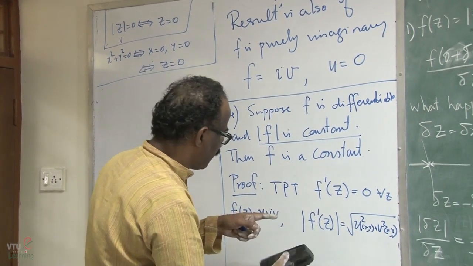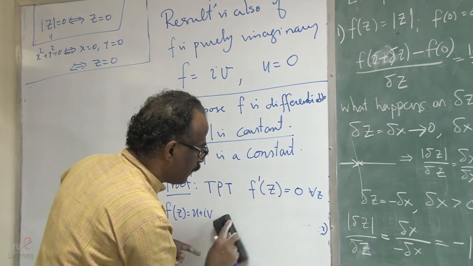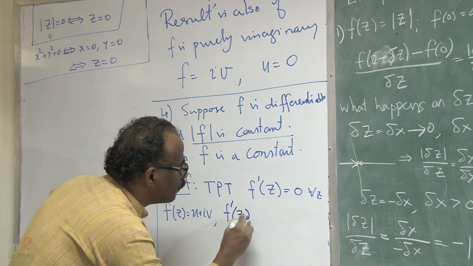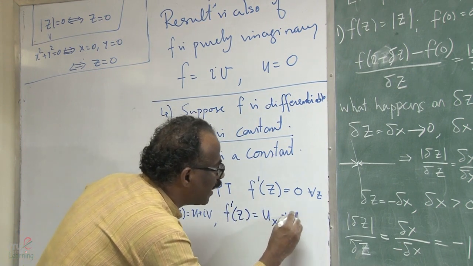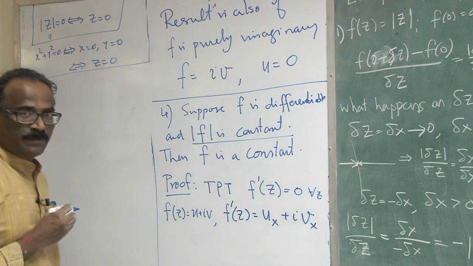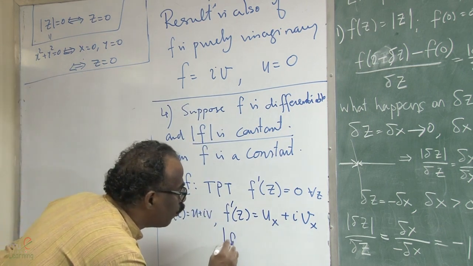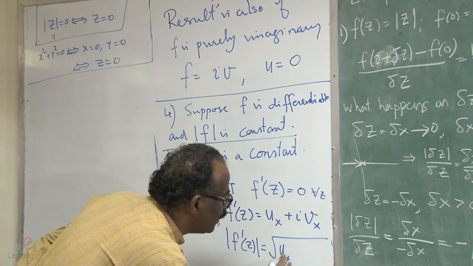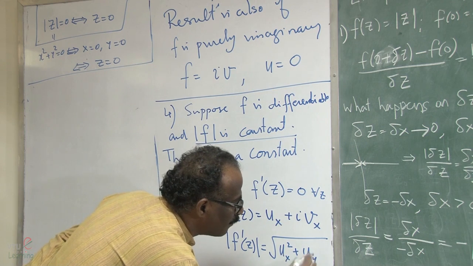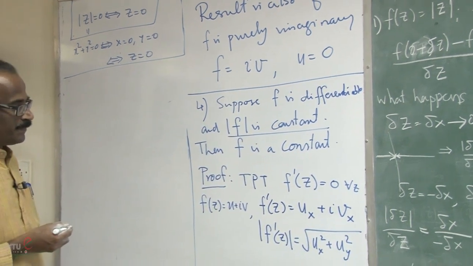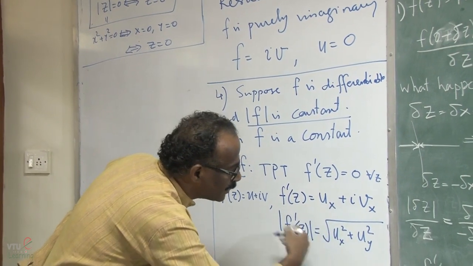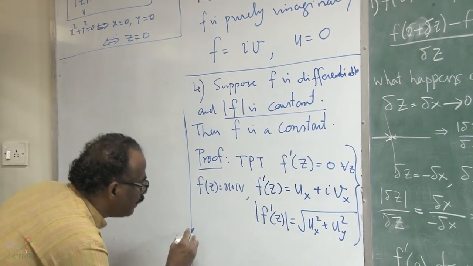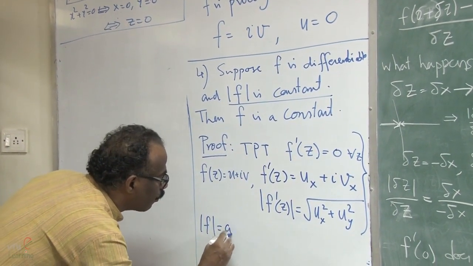Sorry, maybe I made some small error here, which you should correct. f(z) equal to this thing, then f prime of z is equal to ux plus i vx. And then I want to see the modulus of f prime of z. That is equal to the square root of ux square plus uy square. What I had written earlier was mod f square. So this I want to show is 0. That's my aim. So what is given? I am given that mod f equal to a constant.